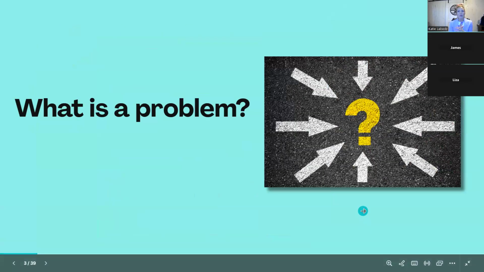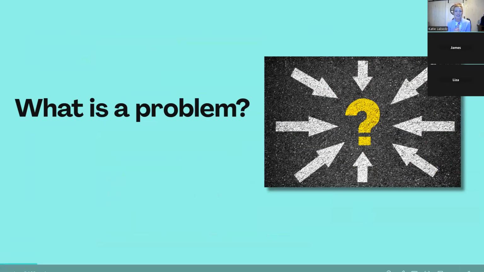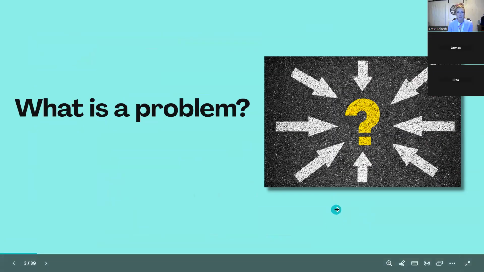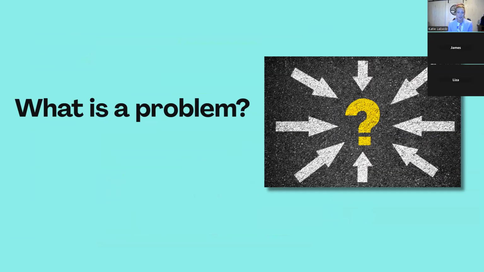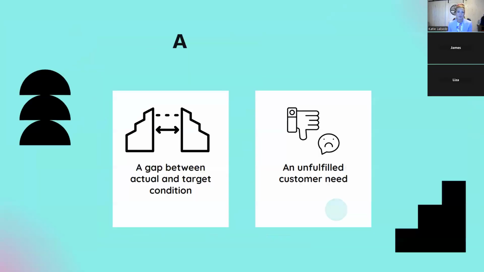So let's jump right into the content and let's talk about what is a problem. Before we can write a measurable problem statement, we have to understand what is a problem. A problem is a gap between an actual and target condition or an unfulfilled customer need.